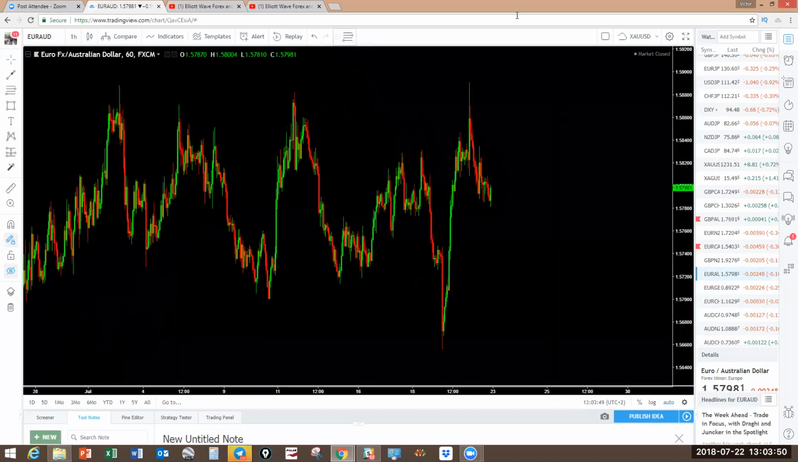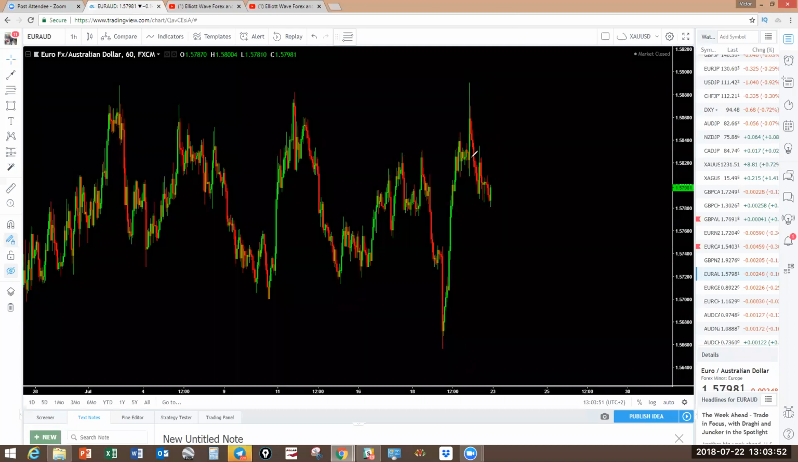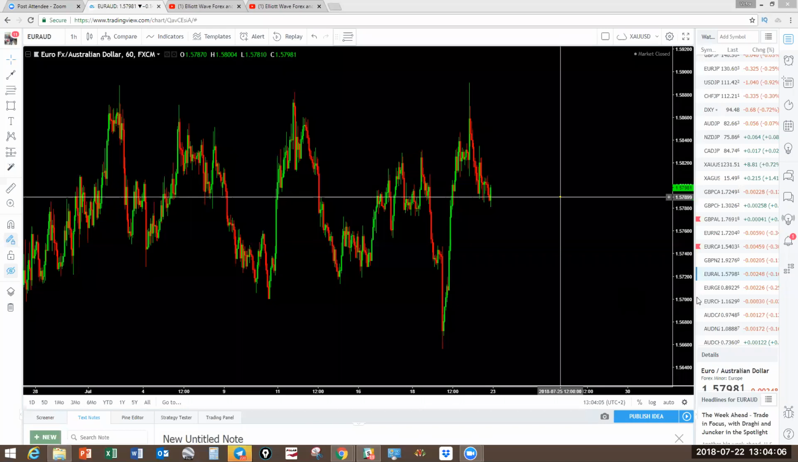EURAUD, similar here. You've got a pulsing move to the downside. Looks like we're getting a V pattern, a very deep V pattern. It can even come 1, 2 up before we come down. So I am bearish all the euros except EURUSD. That's what it looks like at this stage.